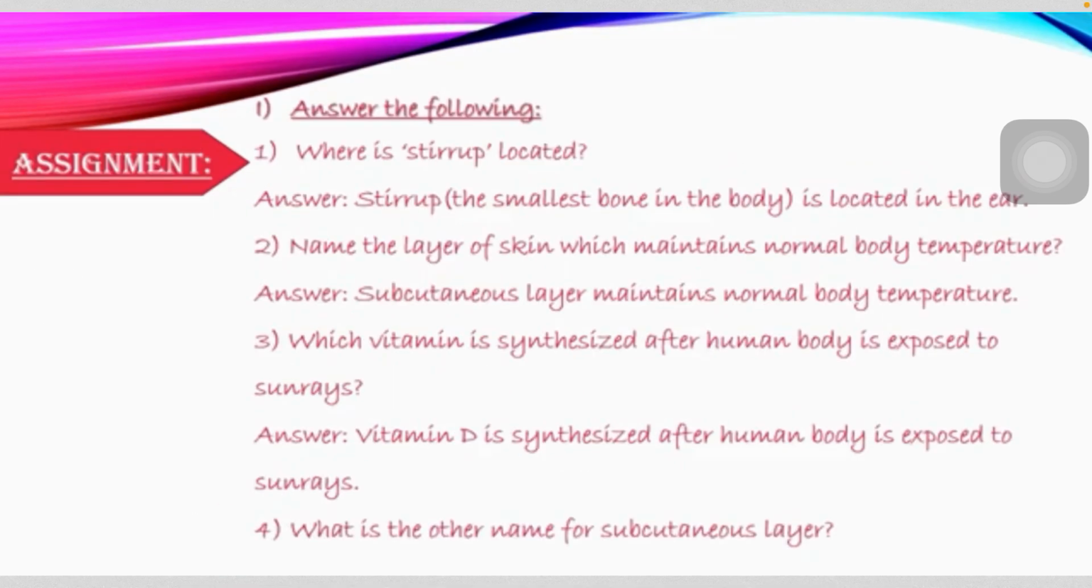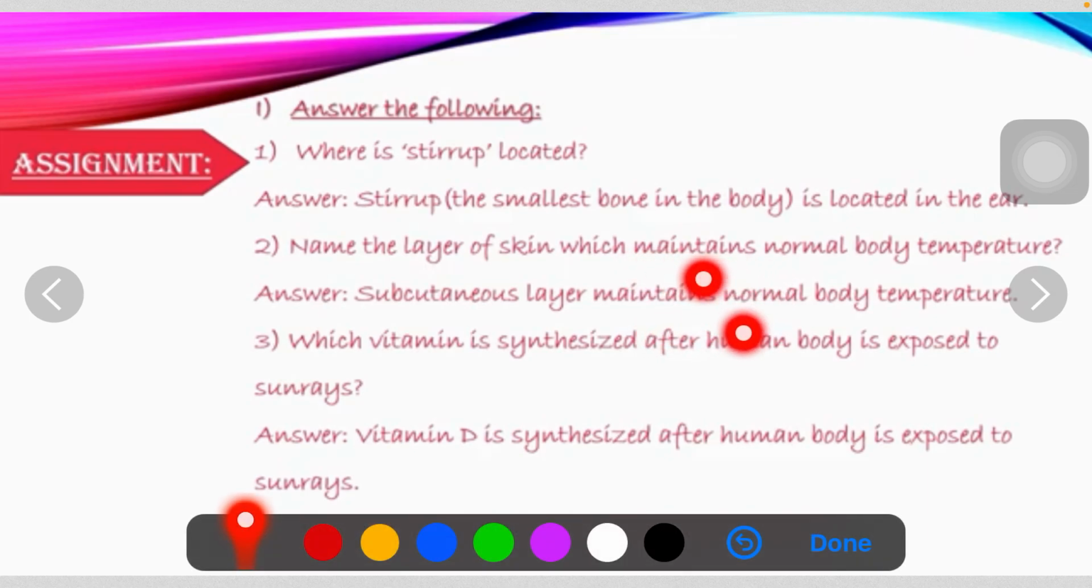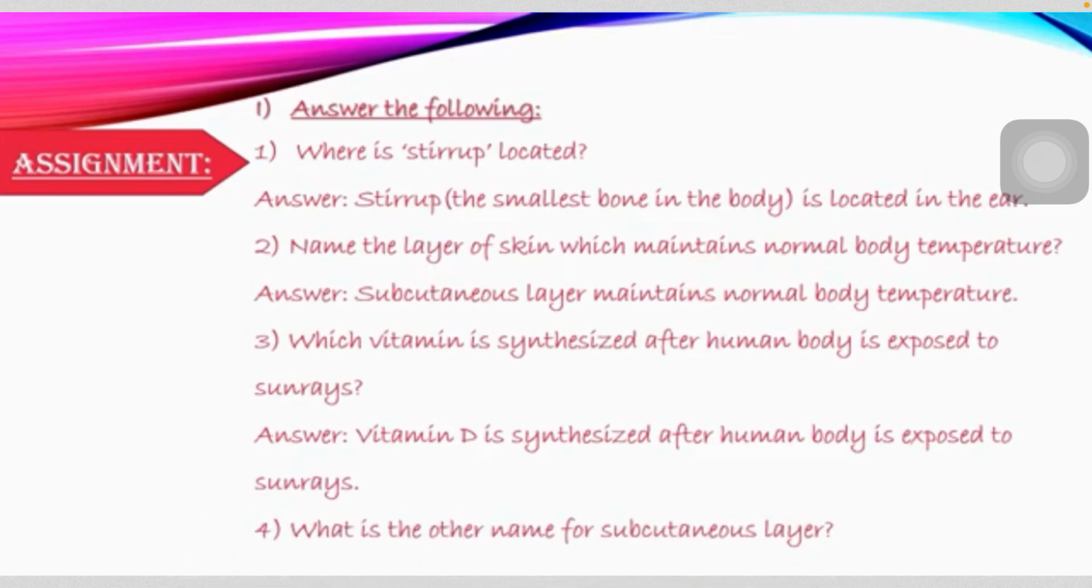So dear students, based on this virtual session, I would like to give a small assignment to you all. Answer the following questions: where is stirrup located? Name the layer of skin which maintains normal body temperature. Which vitamin is synthesized after the human body is exposed to sun rays? And what is the other name for subcutaneous layers? Questions are already given, answers are already given. I want you to learn these answers and write them down into your notebook without looking.